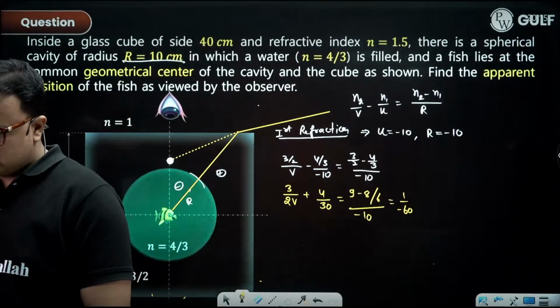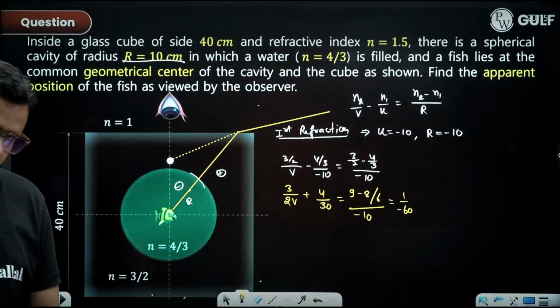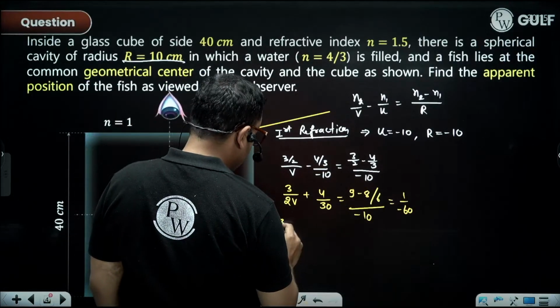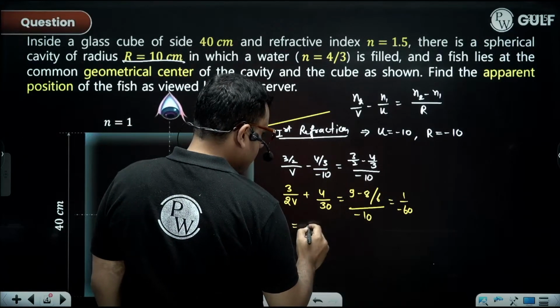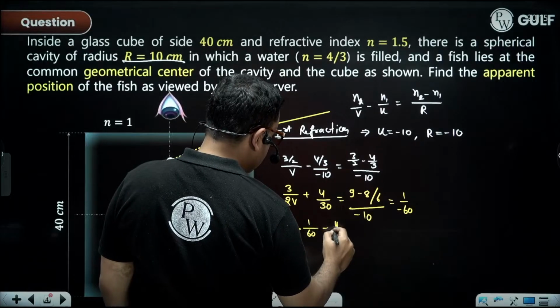Yes, my dear friends. Does anyone have any kind of confusion in this one? Please tell me. No, sir. You can put this on the other side. So 3 by 2V will be equal to 1 upon minus 60, which will be equal to minus 4 by 30.